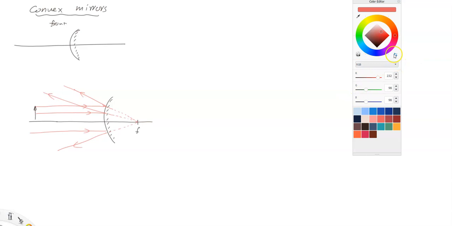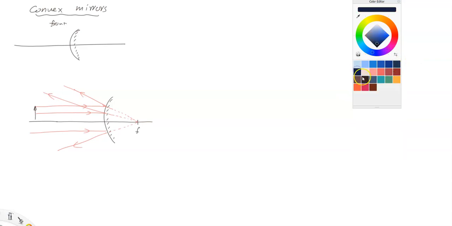I don't want to mess with that. So let's try to draw a couple of ray diagrams. Alright. This time we draw it this way. Actually, hold on, let me read this.